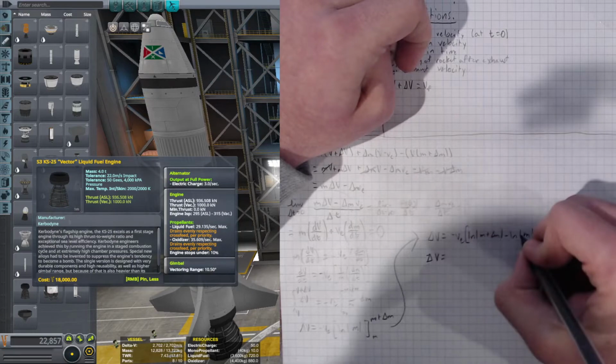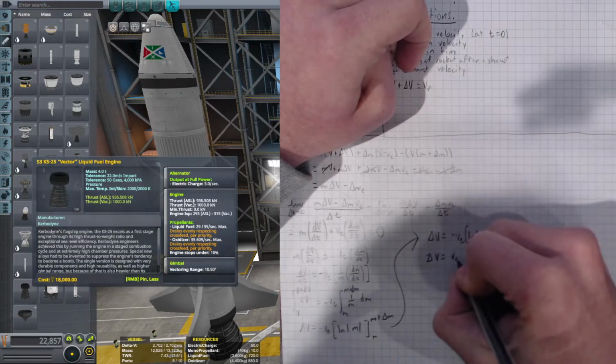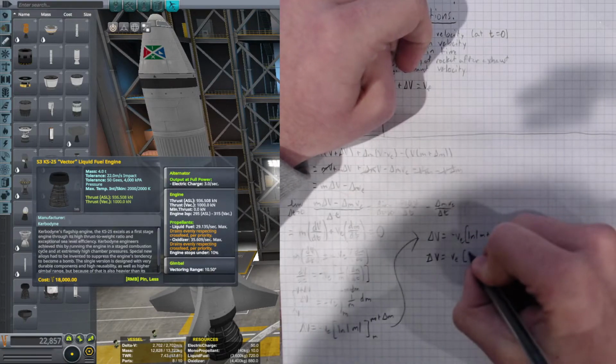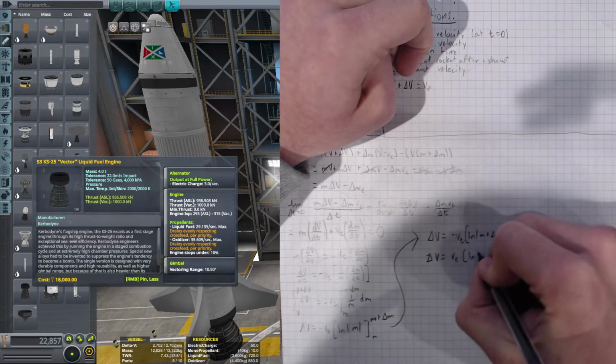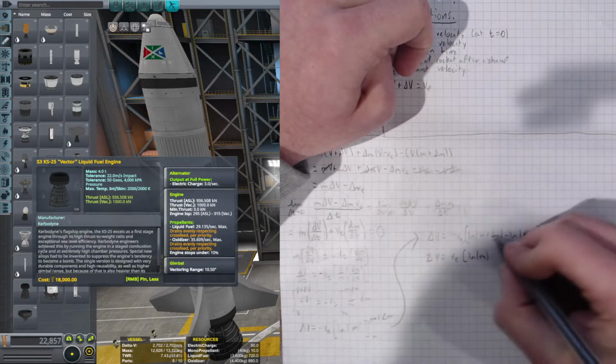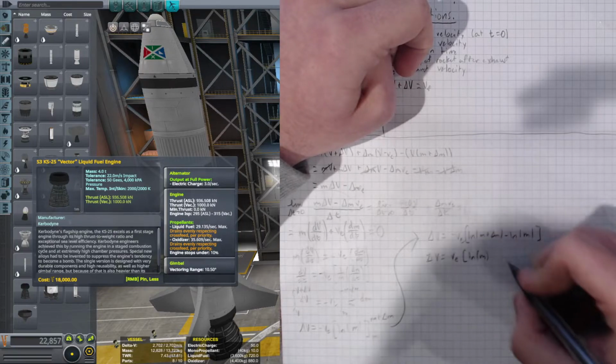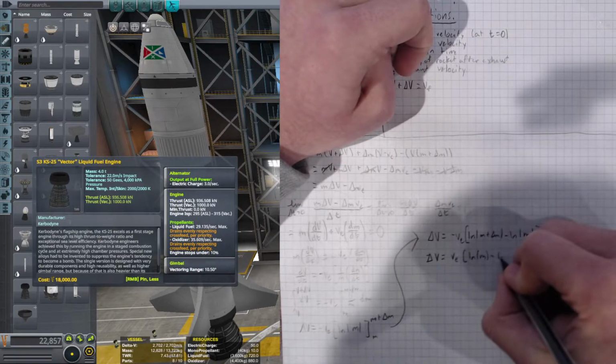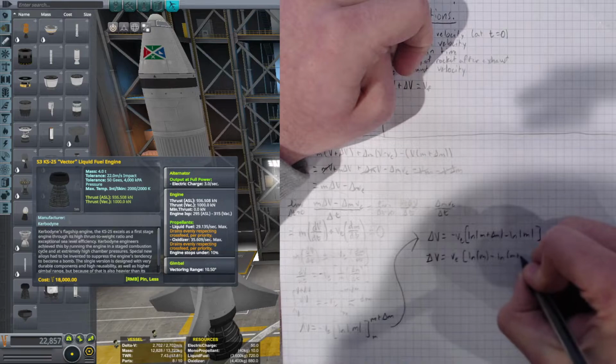We're going to take this negative and distribute it through these. So we're going to get our velocity times, and we're just going to pull this out front. So ln of m. And we know these are going to be positive, so I'm going to get rid of the absolute values now, minus the ln of m plus delta m.